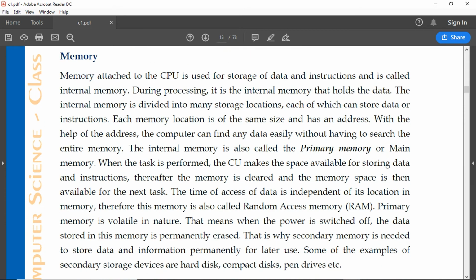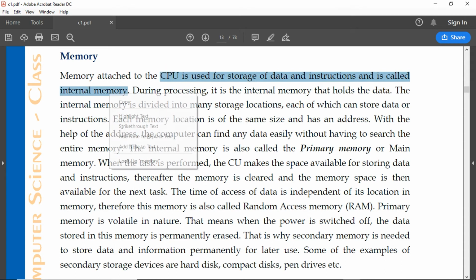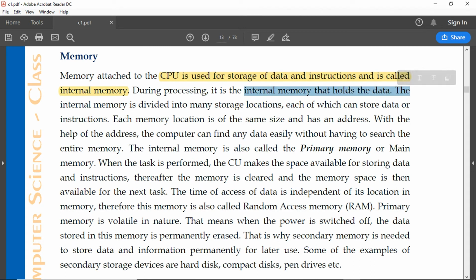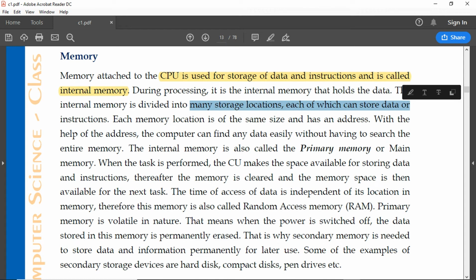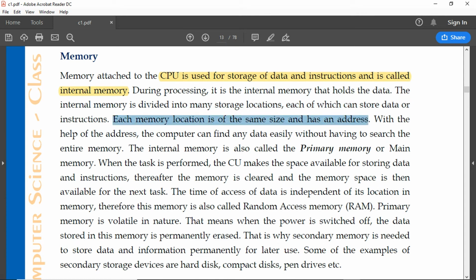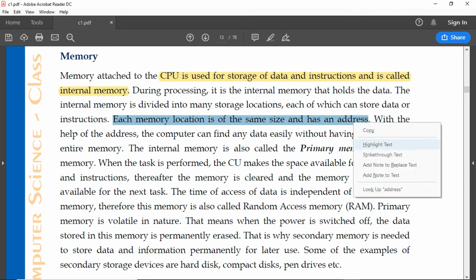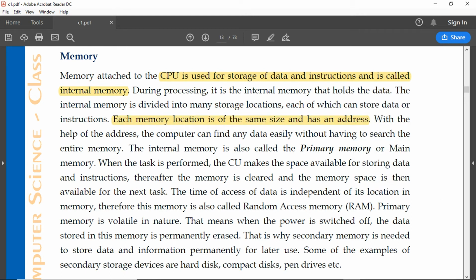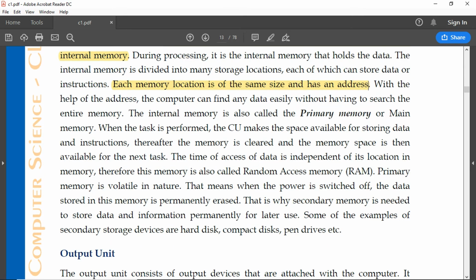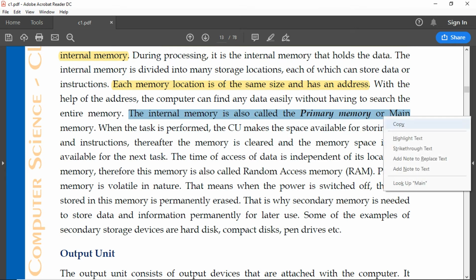Memory. Memory attached to the CPU is used for storage of data and instructions and is called internal memory. During processing, it is the internal memory that holds the data. The internal memory is divided into many storage locations, each of which can store data or instructions. Each memory location is of the same size and has an address. With the help of the address, the computer can find any data easily without having to search the entire memory. The internal memory is also called the primary memory or main memory.